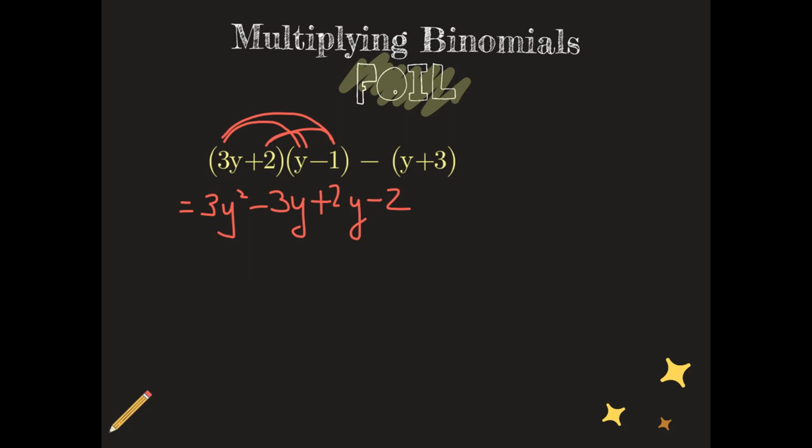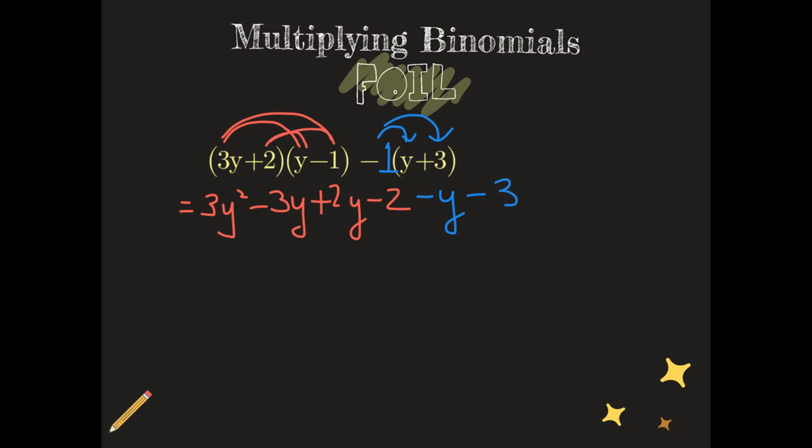Now, we've dealt with the 2 binomials, we're done that part, but we still have this section right here to do. So this is actually just a regular old distributive question. There is a -1 over here, so we're going to take that -1 and we're going to distribute it into the bracket. -1 times y is -y, and -1 times positive 3 is -3.